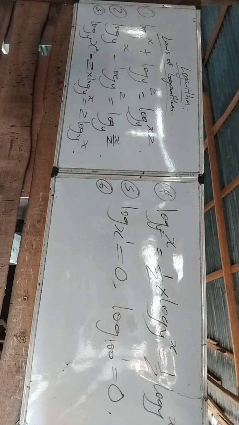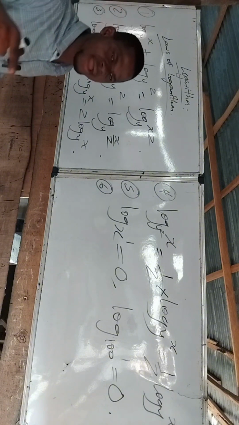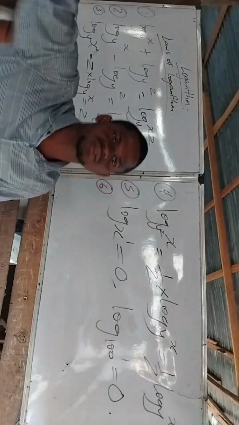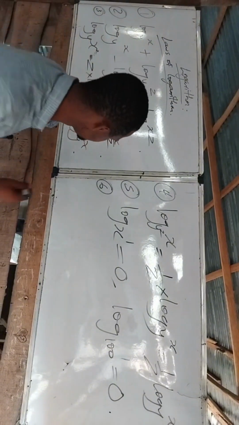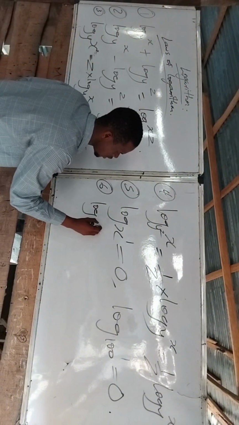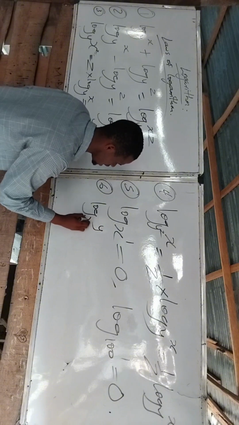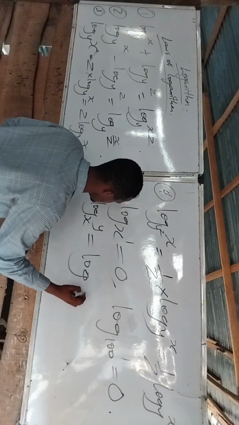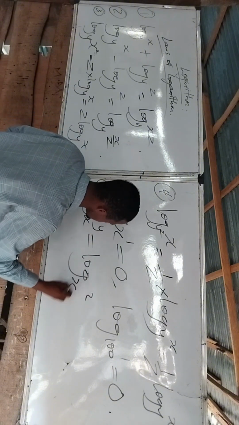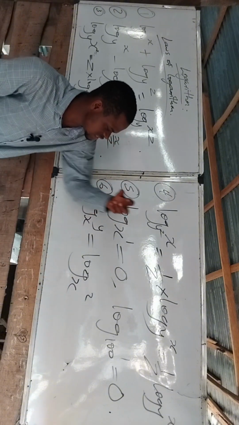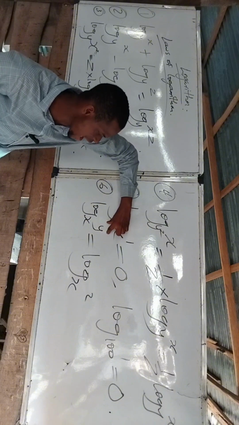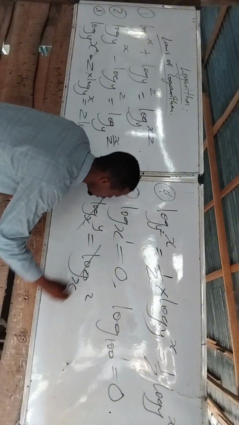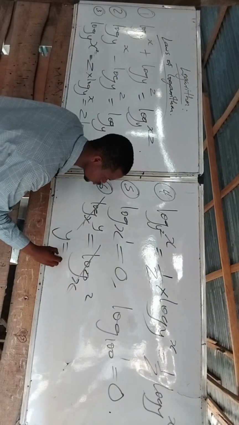We still have another law. Anytime you are equating logarithm of numbers of the same base, cancel out the log of the base. If you have something like log y base s equal to log 2 base s, here you are equating logarithm of numbers. The numbers are y and 2, of the same base. You cancel out the log of the base. Y will be equal to 2.